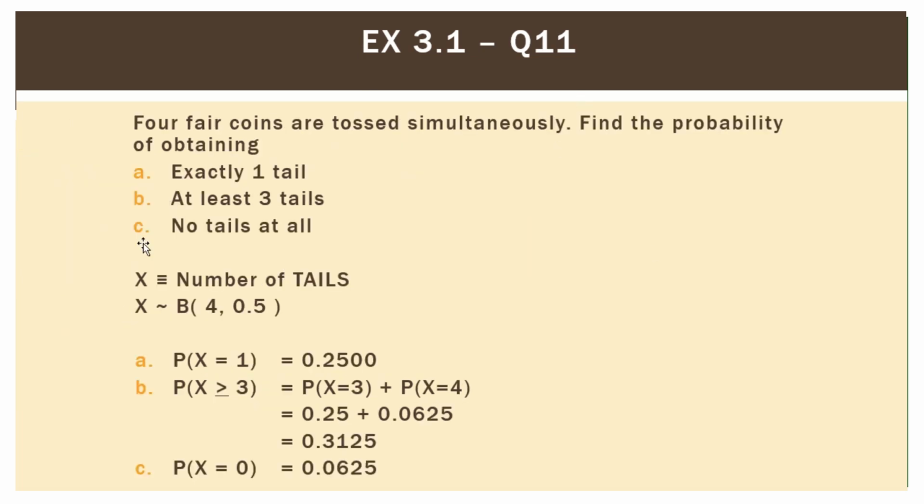Same thing here again. 4 fair coins are tossed simultaneously. Your N will be 4, P will be 0.5 because you're looking for number of tails. No tails at all, probability of X equals to 0. Even if the answer won't be 0, you must plug in the calculator and find the answer. Understand?